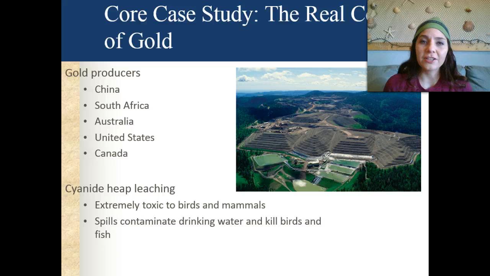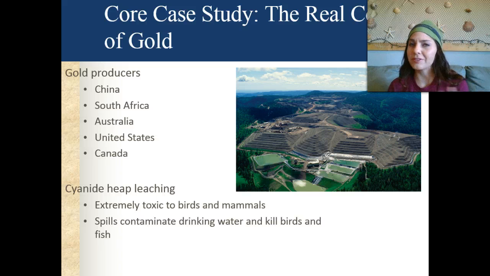Our core case study in this unit is: what is the real cost of gold? The major gold producers in the world are China, South Africa, Australia, the United States, and Canada. One of the largest problems with the gold mining industry is cyanide heap leaching. So what the heck is that? Well, we should all know that cyanide is a very poisonous chemical that can actually kill us, as well as many other organisms: birds, fish, any other type of mammal.